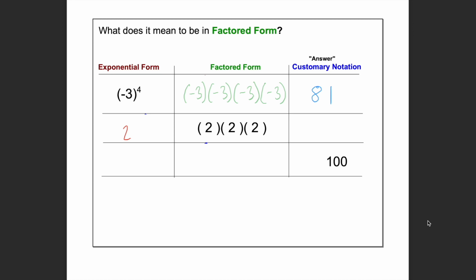In this case, it's being multiplied 3 times. So it's 2 to the third. And so customary notation, 2 times 2 is 4, times 2 is 8. And now last one, we have customary notation, which is 100. And we know that to be 10 times 10, which in exponential form, we have the base is 10 and it's being multiplied twice. So 10 squared.